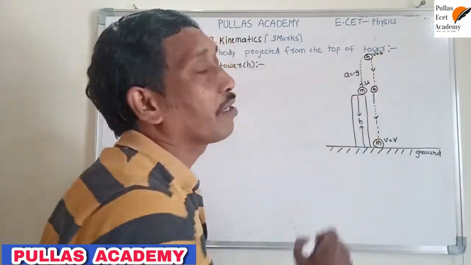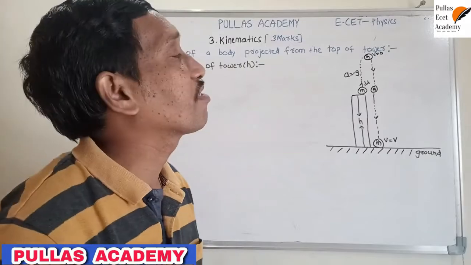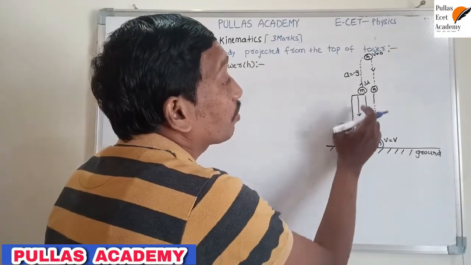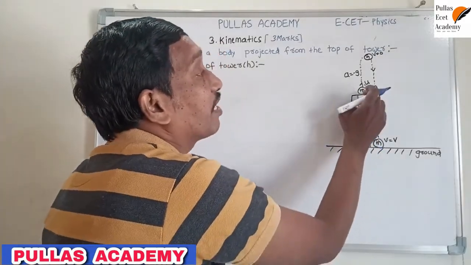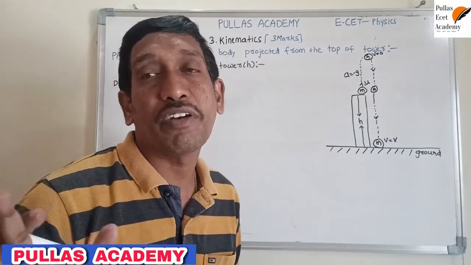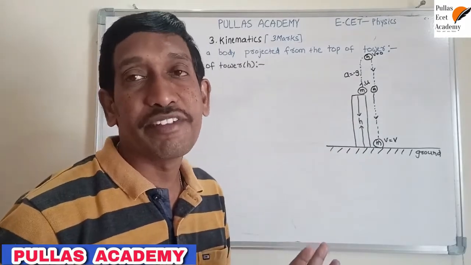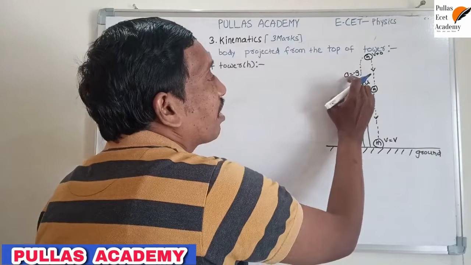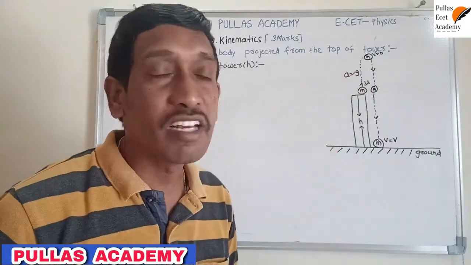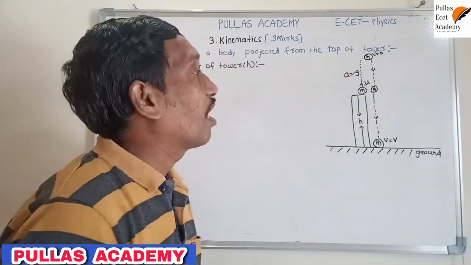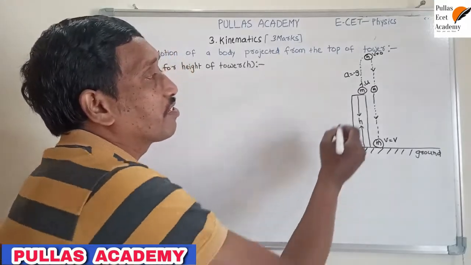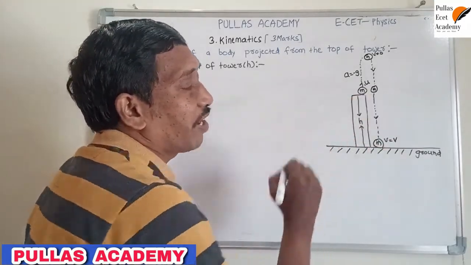It is also an upwards projected body. Just the difference is what? It is not projected from the ground, it is projected from the top of the tower. That's the difference. Everything else is the same. That's why here its acceleration is minus g. And one more point, this is the initial position, this is the final position.